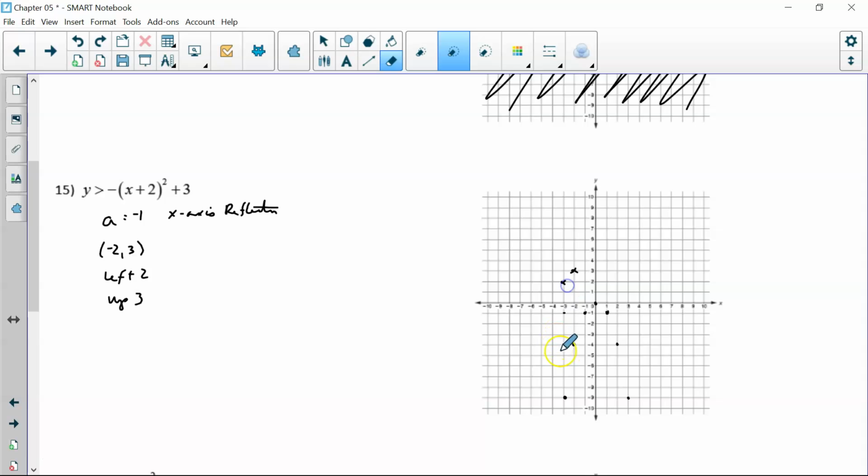Left 2 up 3. Left 2 up 3. And go to the left 2 up 3. So to unclutter a little bit, get rid of all those other little points I don't need that aren't the x's.